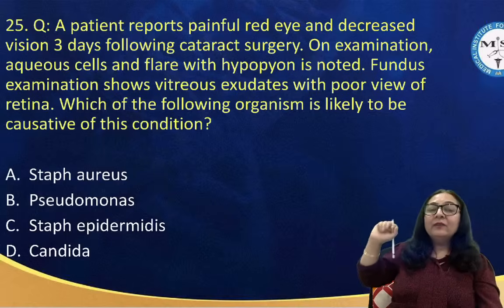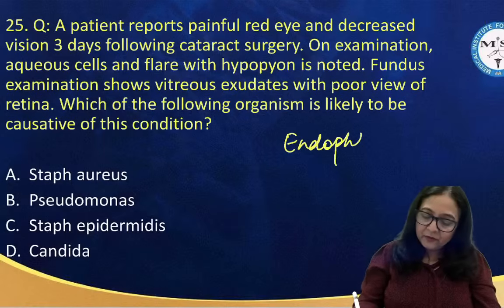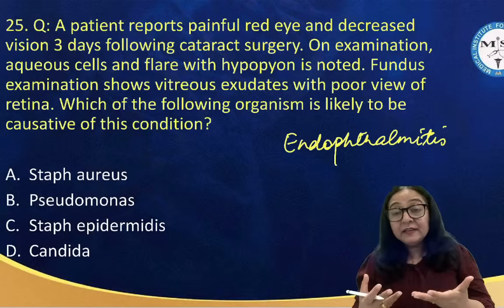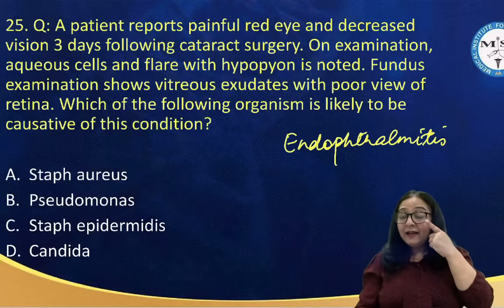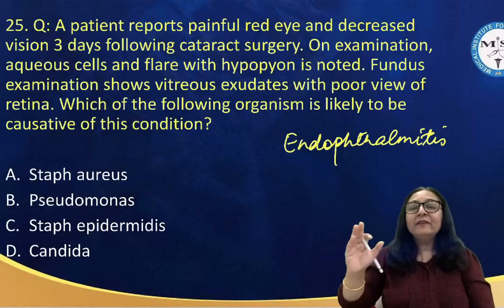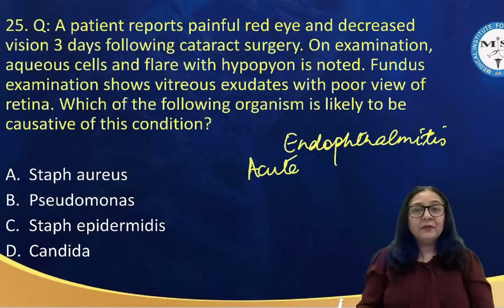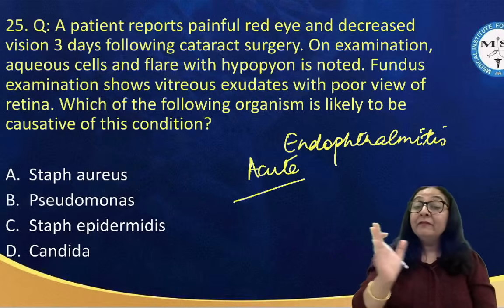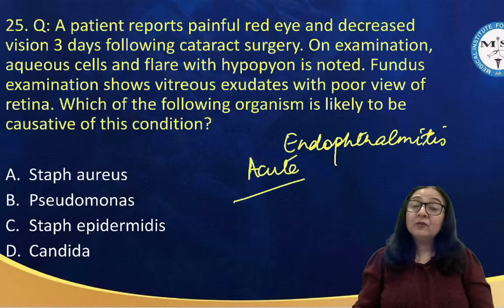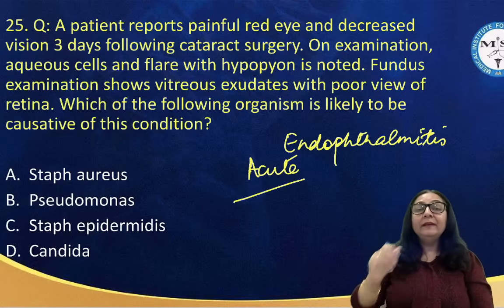So what is the diagnosis first of all? The diagnosis is endophthalmitis. When there is inflammation in the anterior chamber, in the posterior chamber, in the inner fluids of the eye, then it is called endophthalmitis. Now 3 days after cataract surgery means it is acute endophthalmitis, because if the endophthalmitis occurs within 7 days of the surgery, then it is called acute. And which organism is the most commonly involved?